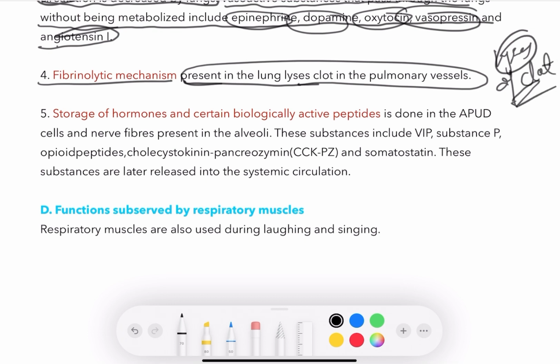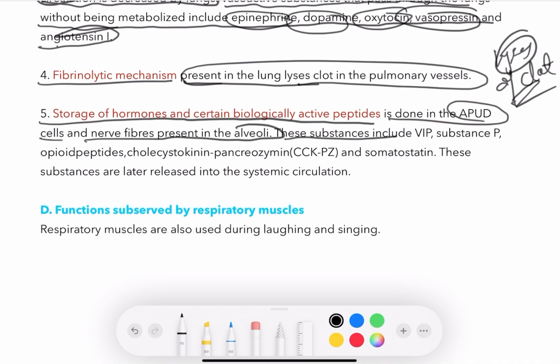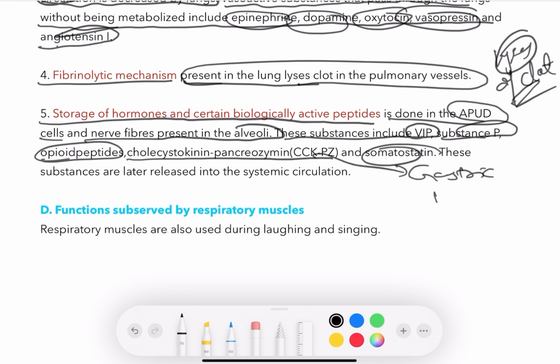Then storage of hormones and certain biologically active peptides is done in the APUD cells we have seen earlier, and nerve fibers present in the alveoli. These substances include VIP, vasoactive intestinal peptide, substance P, opiopeptides, cholecystokinin-pancreozymin, CCK-PZ, and somatostatin. These are gastric hormones, if you remember. And these substances are later released into the systemic circulation.